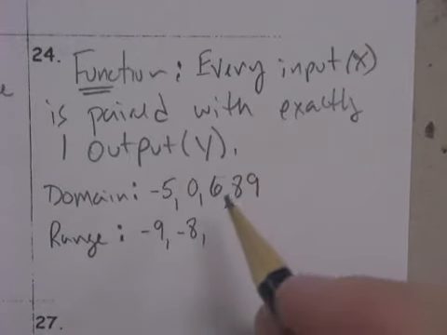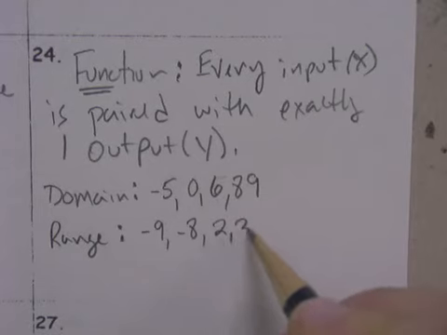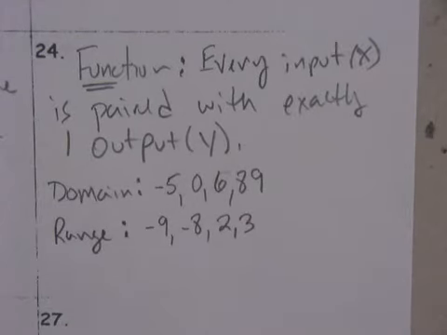Negative 8, 2, and 3. And that's it. All right, that was number 24. So that's all good. Let's keep pushing. Let's see, that was number 24.